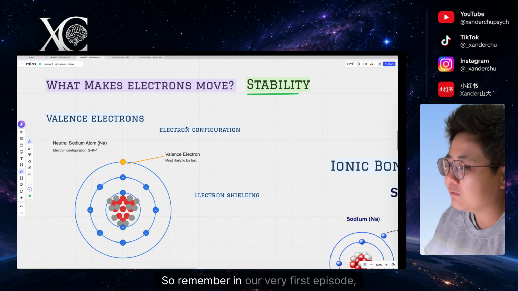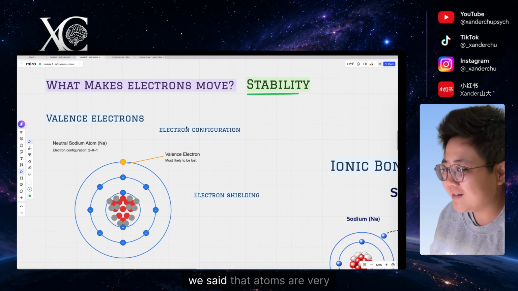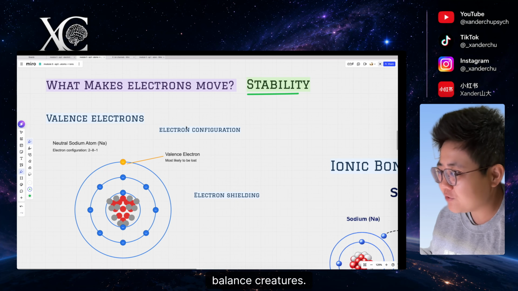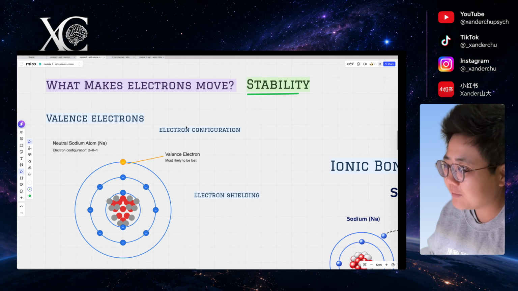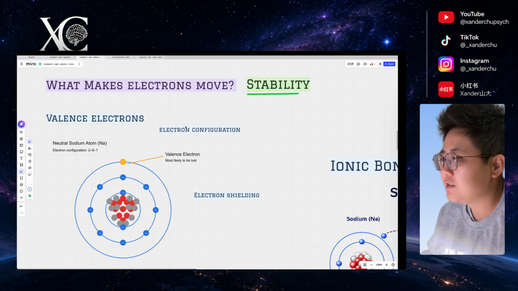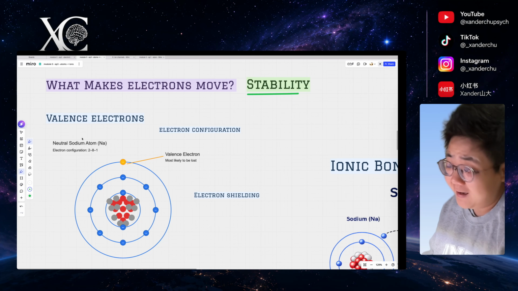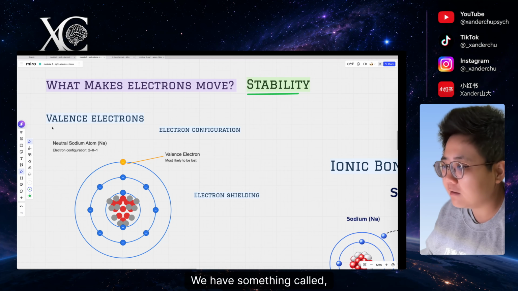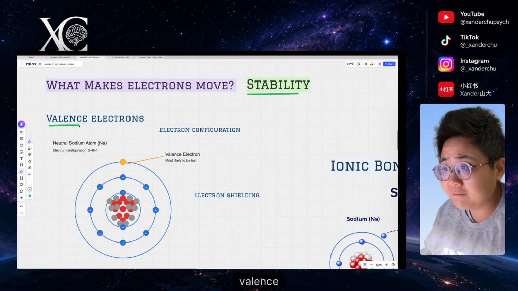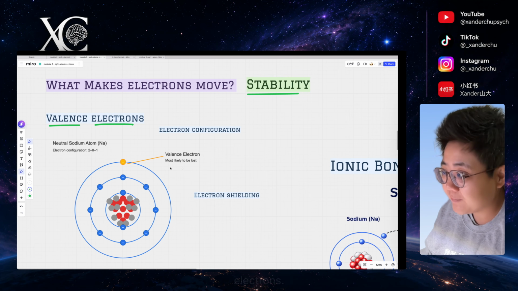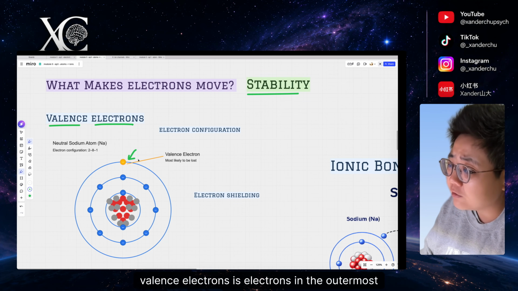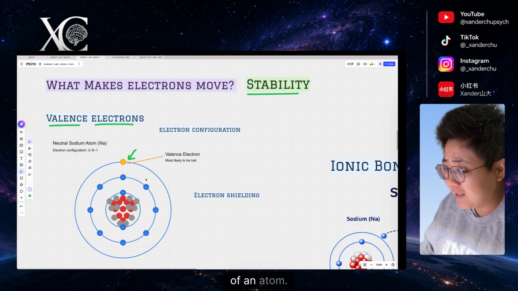So remember in our very first episode, we said that atoms are very balanced creatures. They love balance and they want to reach stability. And how? Let's find out. We have something called valence electrons. Basically, valence electrons are electrons in the outermost layer of an atom.